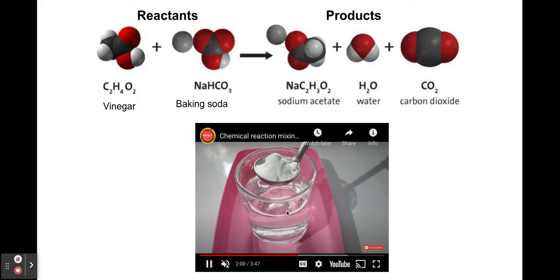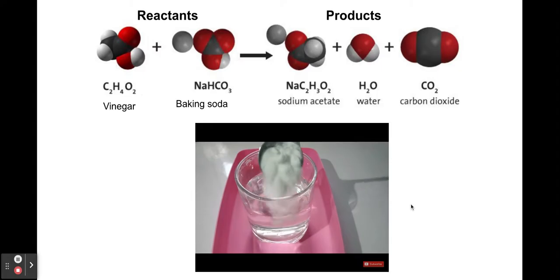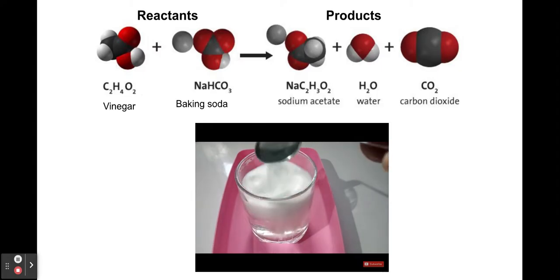We've got our baking soda. We're about to drop it into our vinegar. And perhaps you have done this experiment before.